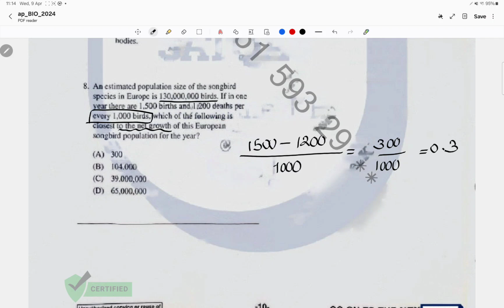They want the net growth. You will take that 0.3 and multiply it by the population of 130 million, and you will get 39 million. Okay. Question 9.